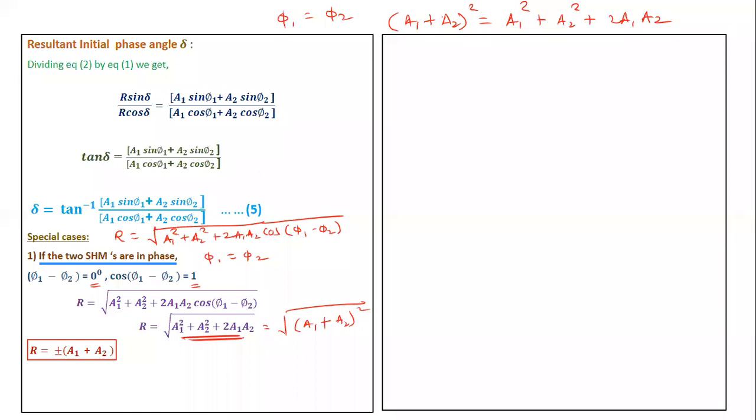In that also, if both the SHM have the same amplitude, if we consider that they have the same amplitude, it means A1 and A2 both are the same. If A1 and A2 both are the same, we can represent it by A. Then if I substitute here A1 and A2 as A, we get A plus A is 2A. This is the resultant amplitude.